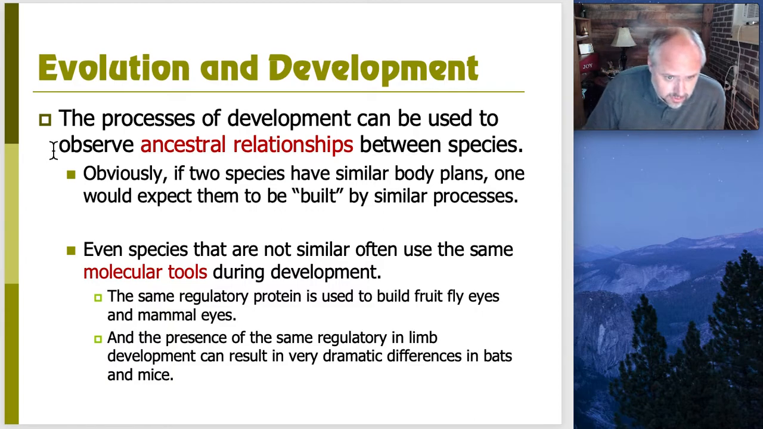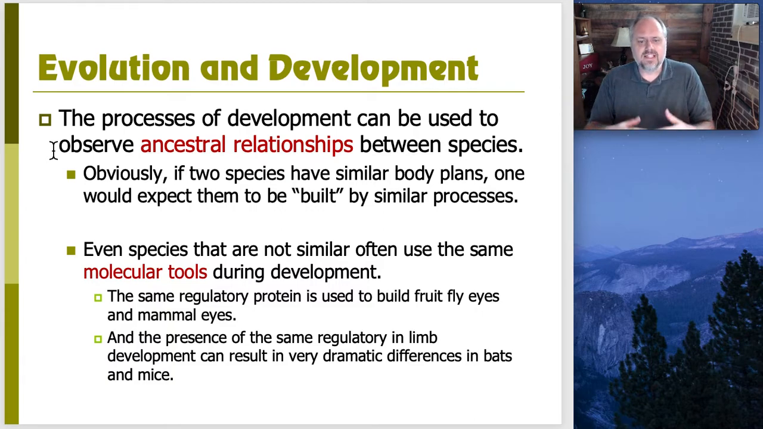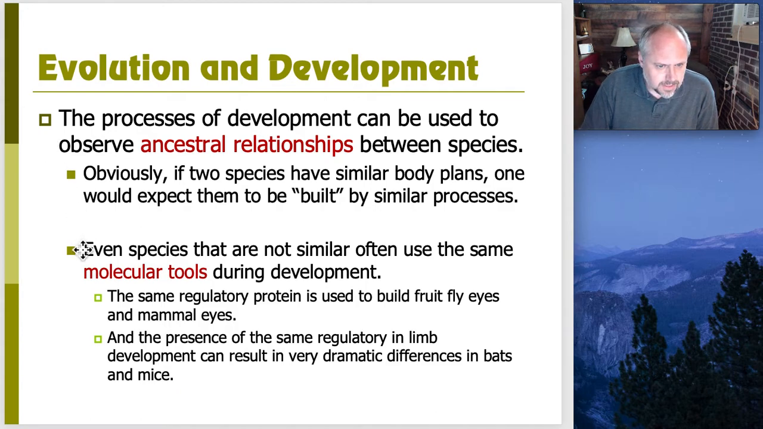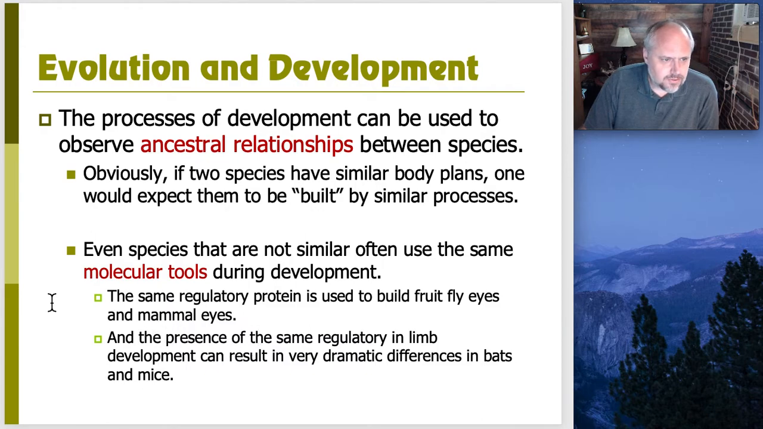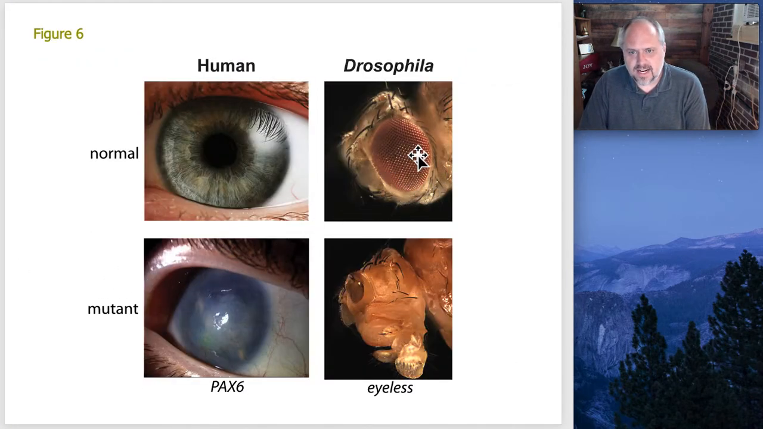But what's actually kind of interesting as well is that even when two things aren't necessarily similar on an evolutionary scale, they oftentimes will still show relationships in that they are going to use the same molecular tools. So, for example, and I'll show you a picture in a second, the same regulatory protein used to build fruit fly eyes is used to build mammal eyes. You guys have probably seen what a fly eyeball looks like with its multifaceted receptors and so on. And of course the human eye here is very different from that.